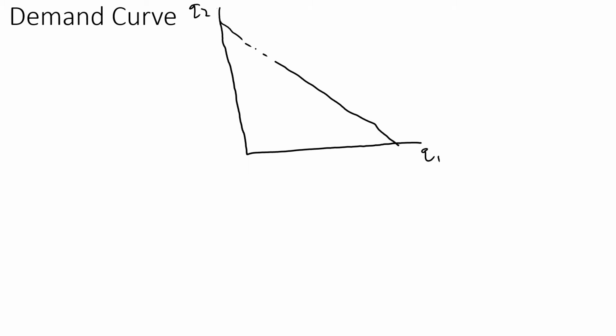So let us start by deriving the demand curve. The important ingredients for deriving the demand curve are the budget constraint and the indifference curve. So let me draw them. We have two goods, Q1 and Q2, and we have our initial budget constraint and our initial indifference curve, and they are tangent at point A.